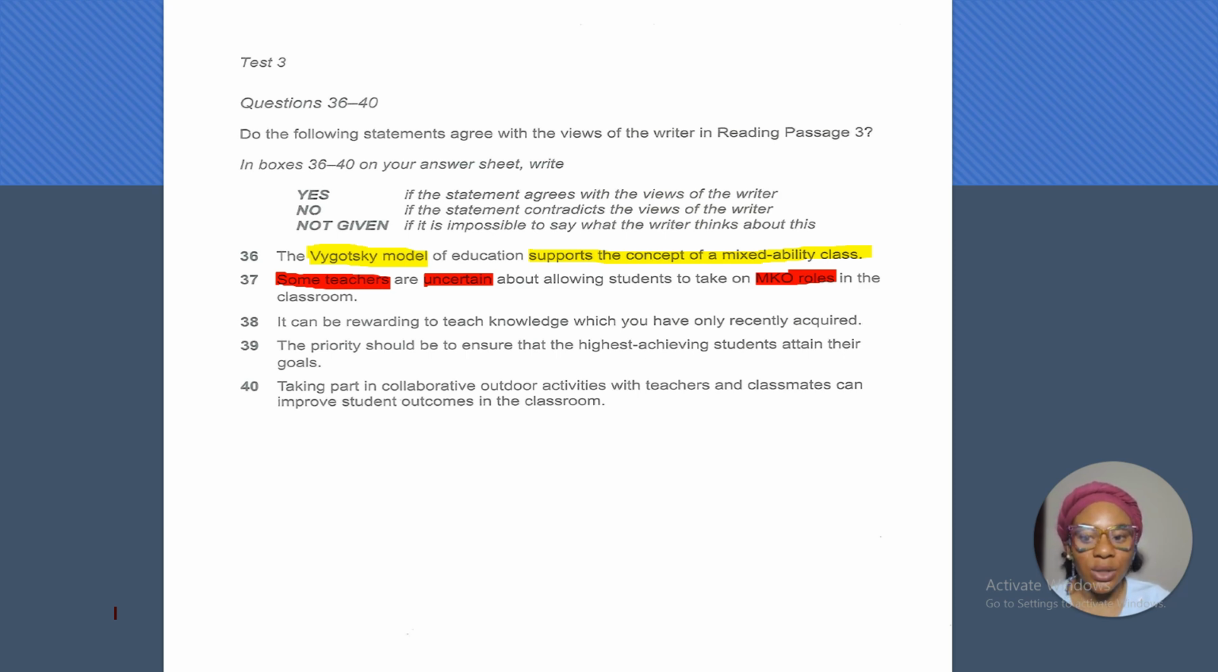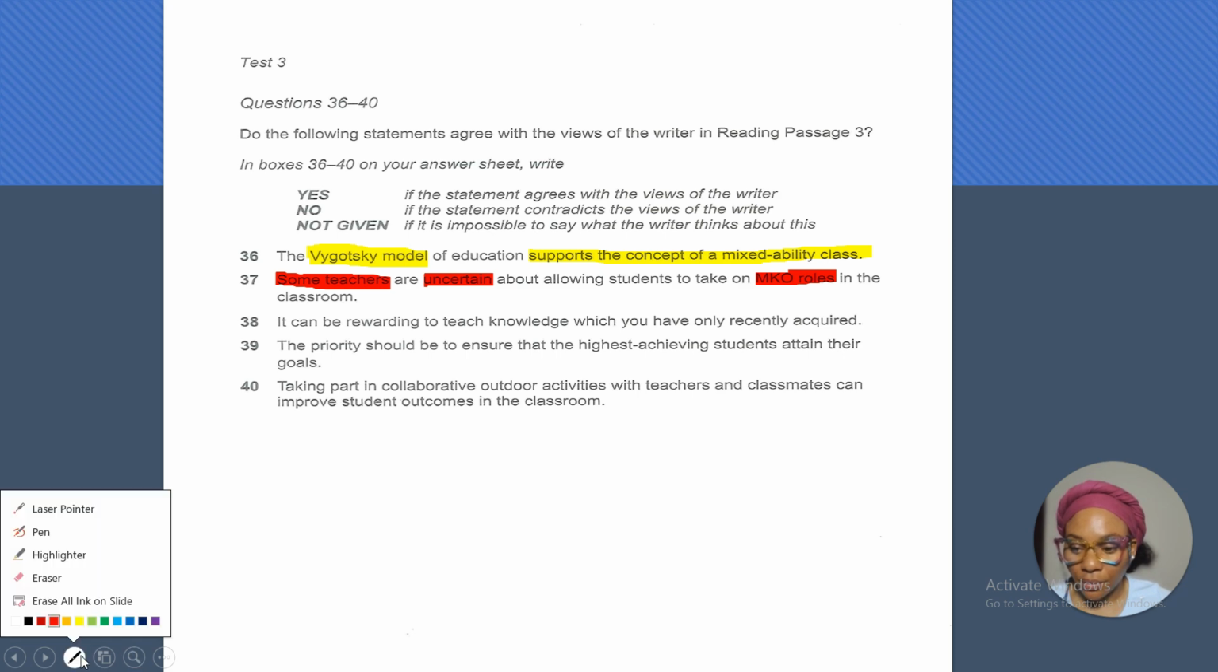We have 37, which says some teachers are uncertain about allowing students to take on MKO roles in the classroom. What should you do next? You should read number 38. Read number 38, because I said always keep an eye on the next question, okay? 38 says, it can be rewarding to teach knowledge which you have only recently acquired.